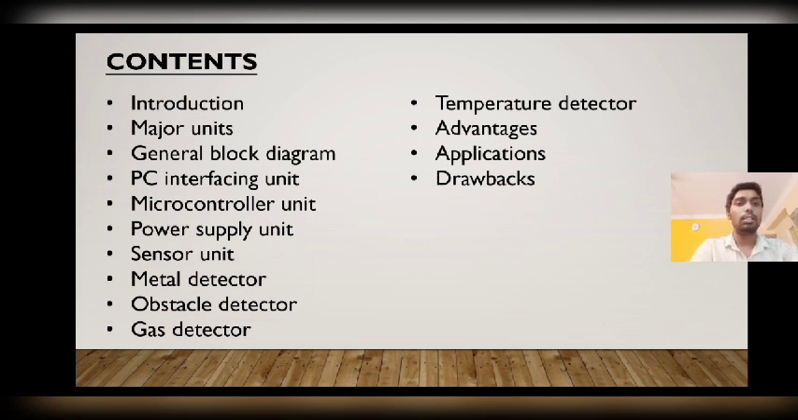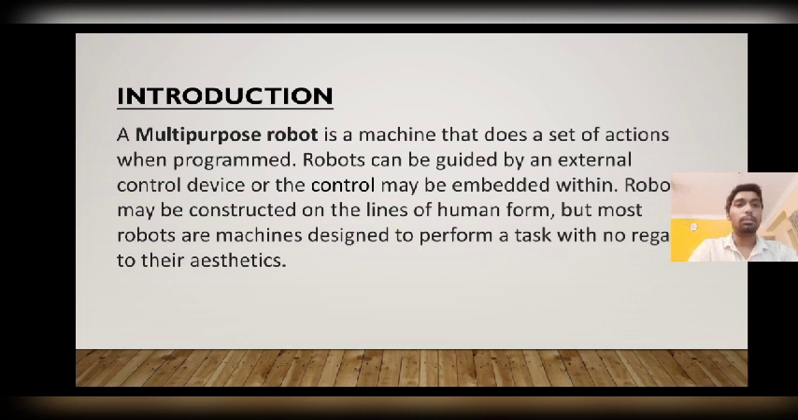These are the contents I am about to explain. A robot is a machine which is programmable by a computer that carries out a complex series of actions automatically. Robots can be programmed externally with the help of a computer or internally with the help of a microcontroller.